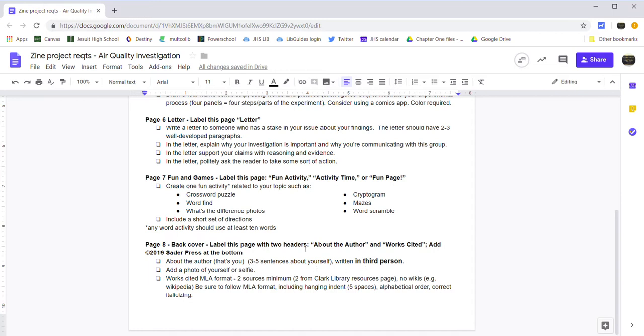I apologize. Then you're going to add a little photo of yourself or a selfie. Might be really fun if you actually were to do the assignment. If you took a selfie of yourself doing it, if you were doing the experiment, that'd be pretty fun. But you don't have to do that. You do have to have a photo of yourself.